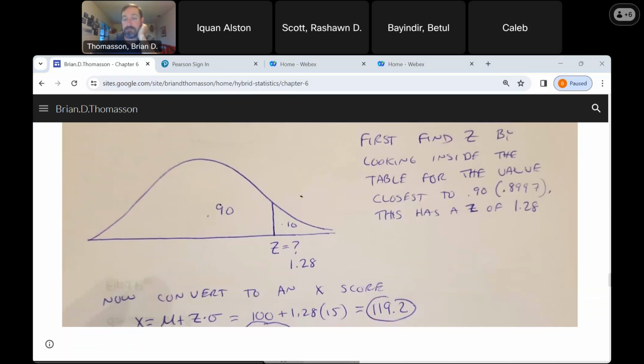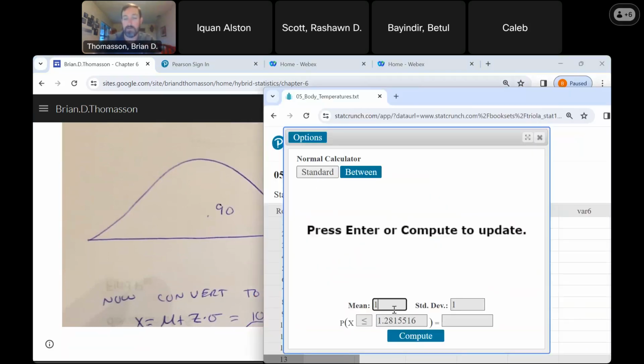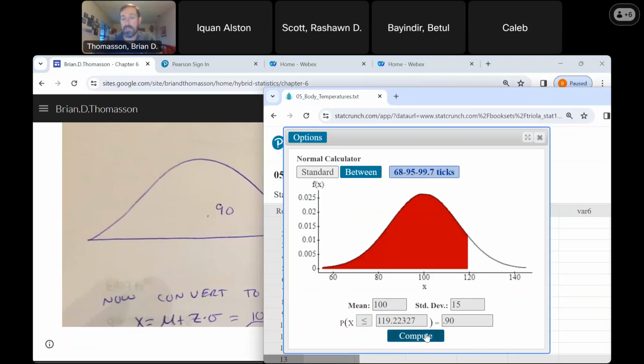Now let's go back to StatCrunch and let StatCrunch do all this for us. We have our mean of 100, our standard deviation of 15, and what we're interested in is that lower bound being 90%. Okay, so what we just defined is we want the lower piece here to be 90%, and we're saying, where is this cutoff? Right here, and that cutoff is the 119.2 as we found in my notes as well.